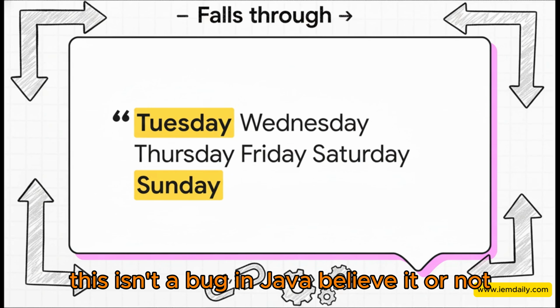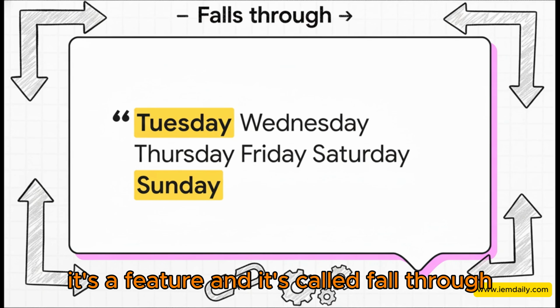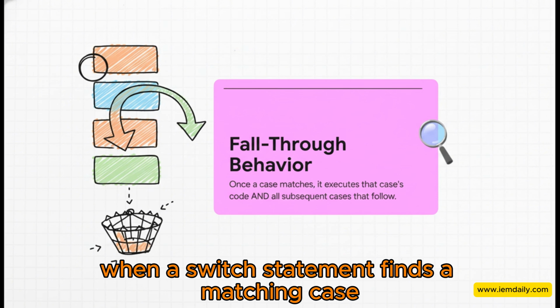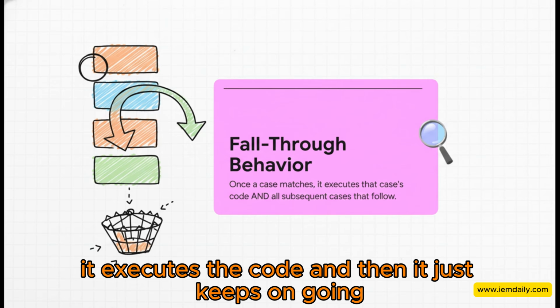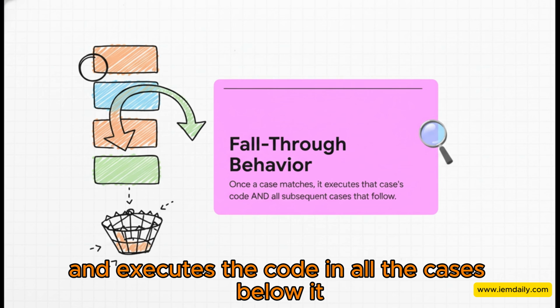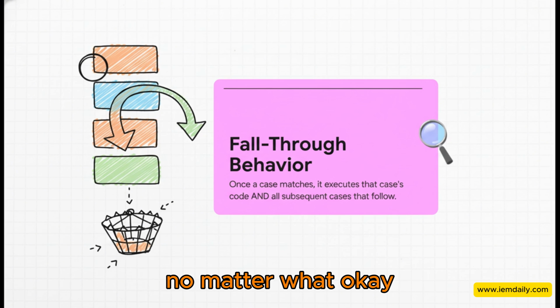Now, this isn't a bug in Java. Believe it or not, it's a feature, and it's called fall-through. So here's what's happening. By default, when a switch statement finds a matching case, it executes the code, and then it just keeps on going. It literally falls through and executes the code in all the cases below it, no matter what.